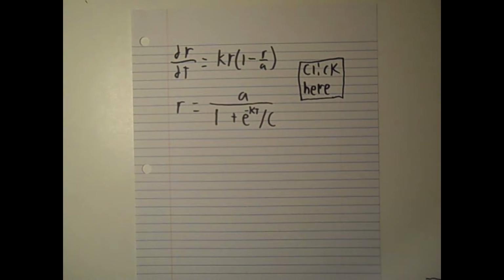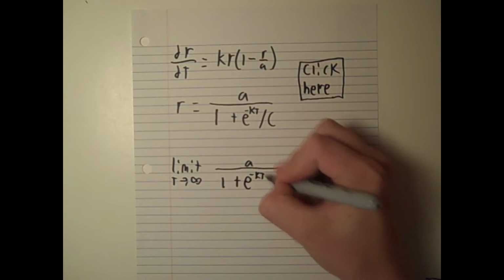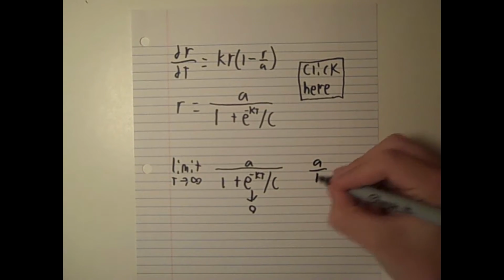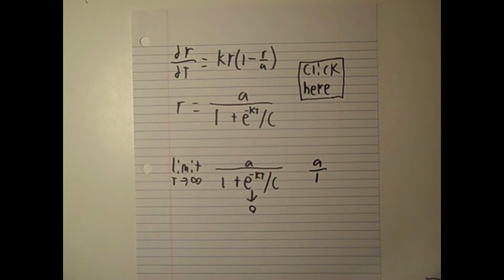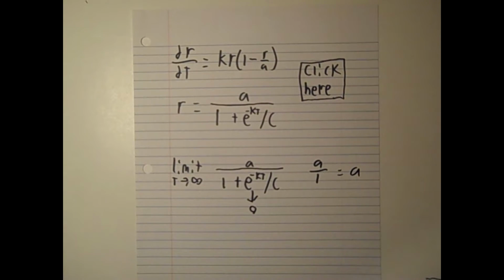So we can analyze a few features of this equation to get an idea about why it works for the idea of limited growth. Let's take the limit where t approaches positive infinity. That means that the exponent of e becomes a huge negative number, approaching 0. So we just have a over 1. Therefore, we know that the equation approaches the limit of growth, a, as it goes off towards infinity.